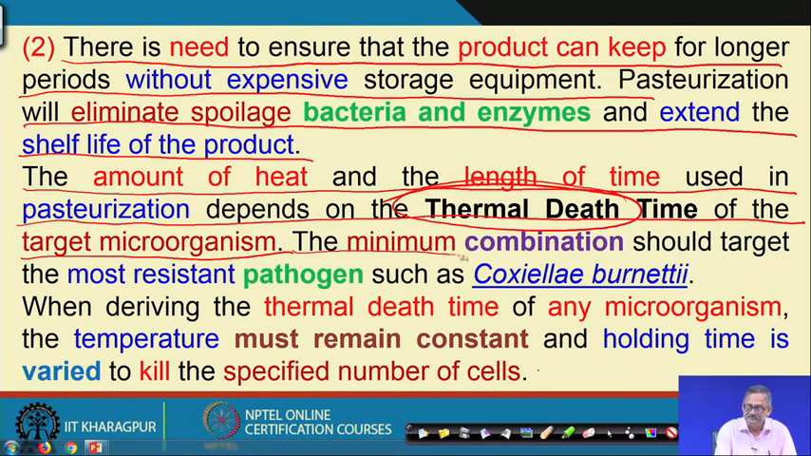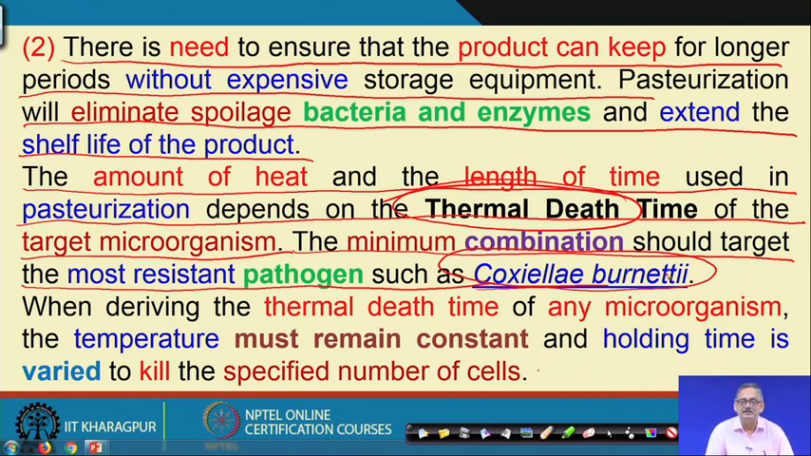So, you have to then look into how much energy you have to spend, right? The minimum combination should target the most resistant pathogenic organism such as Coxiella burnetii. Again, I said target organisms are different for different cases; in many places many target organisms are set, and this depends on country to country, place to place, and source to source, the source from where it is being collected. All these factors will dictate which should be the target organisms.